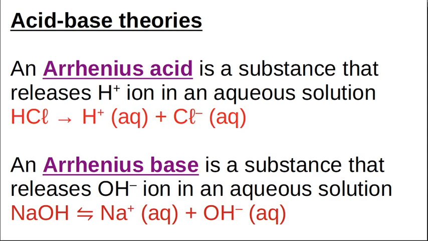So Mr. Arrhenius came up with a theory. An Arrhenius acid is a substance that releases protons in an aqueous solution. So HCl goes to a proton plus chloride when you add water. An Arrhenius base is a substance that releases hydroxide ions in an aqueous solution. So you can see here sodium hydroxide goes to a sodium ion and a hydroxide ion.